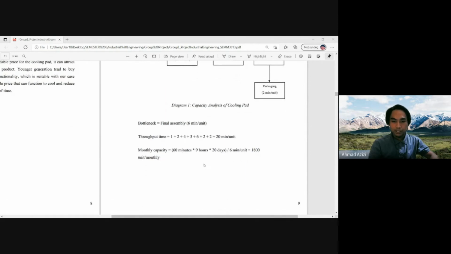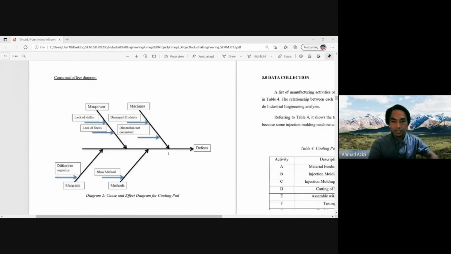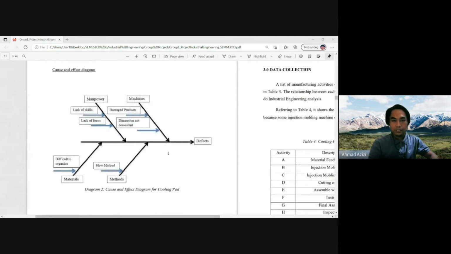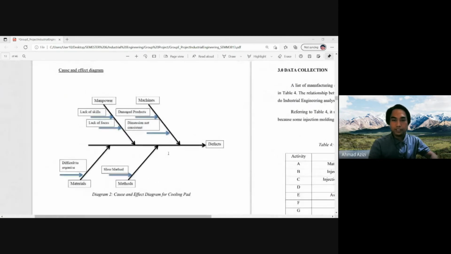So next is the monthly capacity for this product, which is 1,800 units per month. Next, as we produce this product, there may be some defects, which mainly come from manpower lacking skills, machines that may damage the products and materials, and also slow methods that the workers use to produce it. So that's all from me.